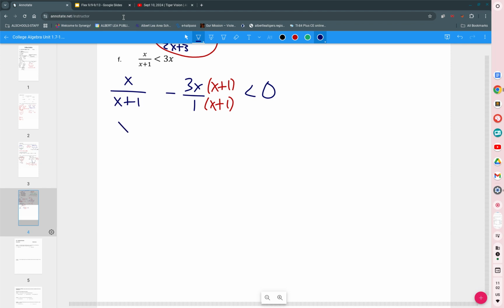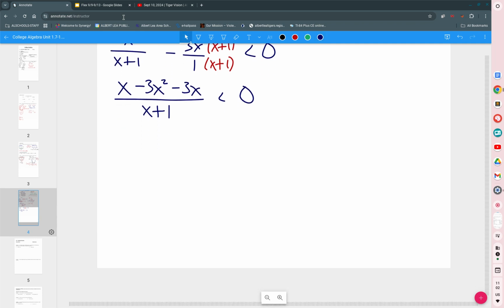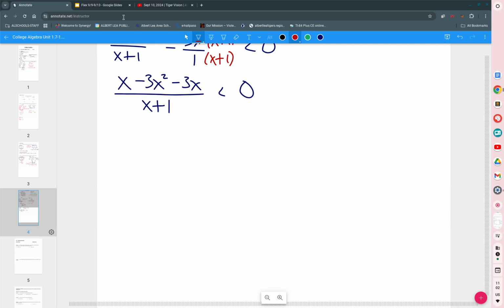What do I get in the top? I've got x. Then what? Minus 3x minus 1. Good. Minus 3x squared. Minus 3x, all over x plus 1, which is less than 0. In the top now, I've got a negative 3x squared. I combine the x and the negative 3x to get a negative 2x.